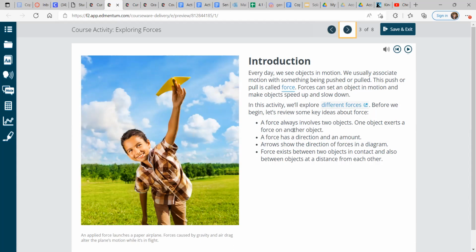A force always involves two objects. One object is exerting a force on another. A force has a direction and an amount, so you'll always have these two sets of information: how much of a force, and where is it being pushed or pulled? Arrows show the direction of forces in a diagram, and force exists between two objects in contact and also between objects at a distance.